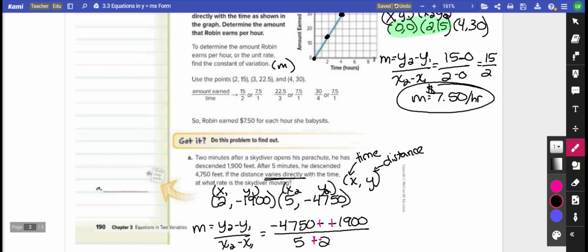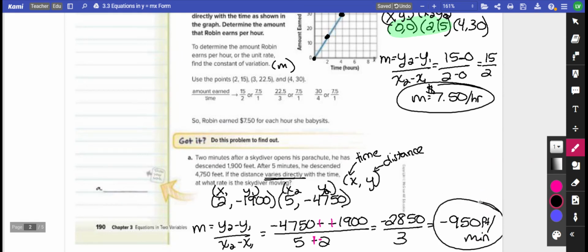So negative 4,750 plus 1,900 gives me negative 2,850. And I'm going to divide that by 3. That gives me negative 950. So, at what rate is the skydiver moving? It's negative 950 feet per minute. Let's continue.